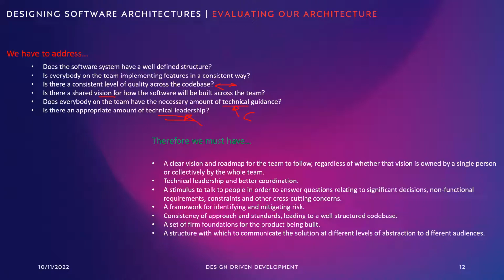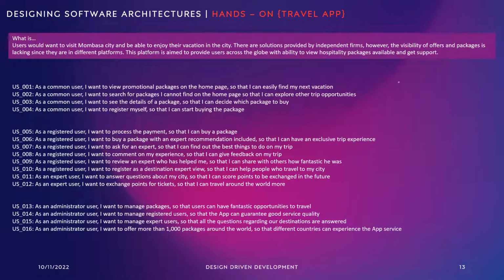So in a nutshell, it means we'll have a clear vision, we'll have better coordination in our architecture, and we'll have the architecture answering all the questions for a developer and for an architect relating to the frameworks and the implementations they have. So what is it that we are going to build? What is it that we are going to architect?